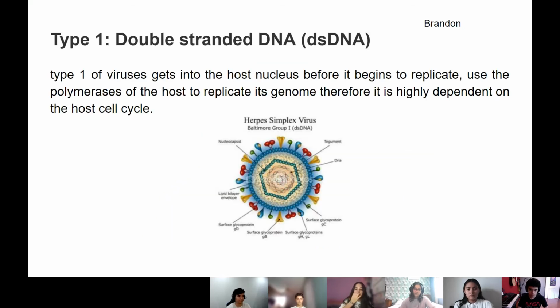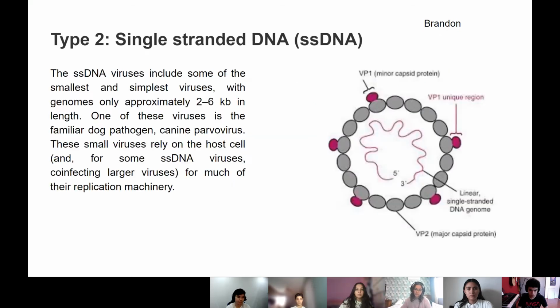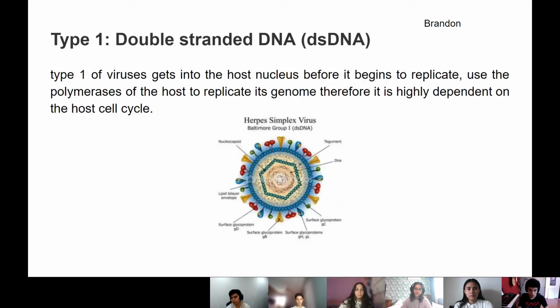Classification of viruses. Type 1: double-stranded DNA. This type gets into the host nucleus before it begins to replicate. It uses the polymerases of the host to replicate its genome, therefore it is highly dependent on the host cell cycle. One example is the herpes simplex virus, as the image says.